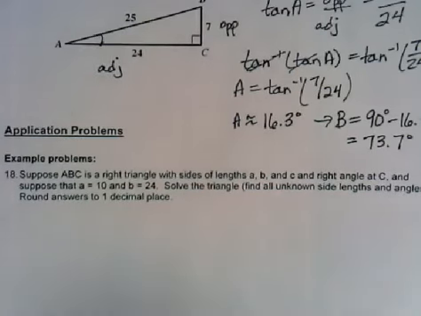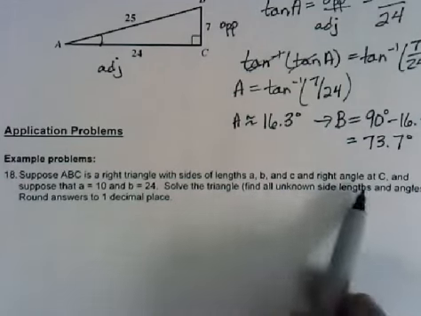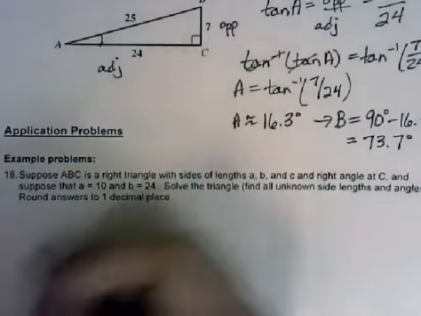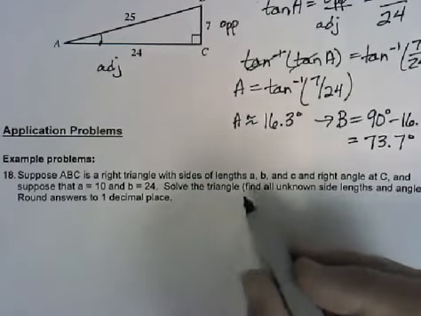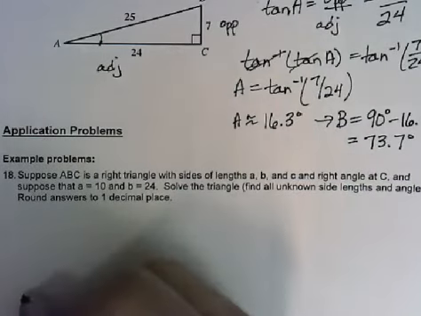Now let's look at some of the application problems. The first one here is just a problem where we're trying to solve a triangle. You do have to know how to draw the triangles the way that they're expecting you to. So this tells you that you've got sides A, B, and C, and the right angle is at C.